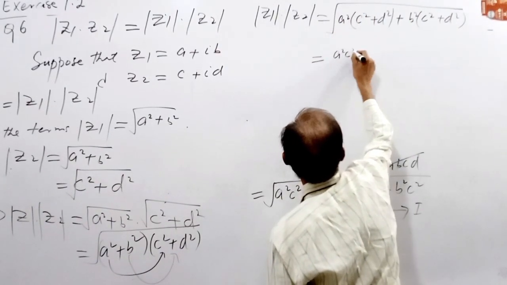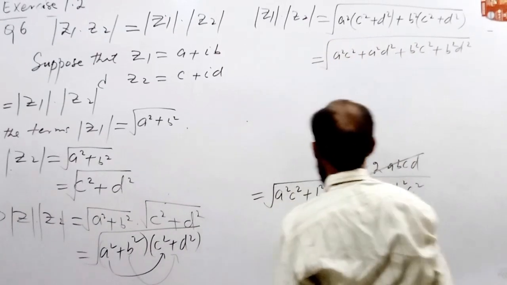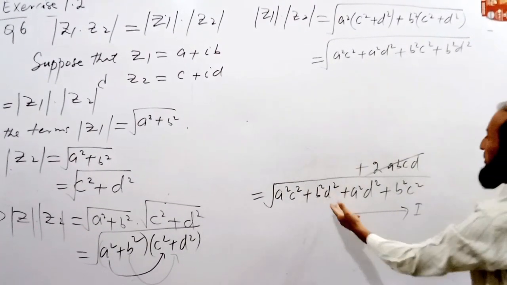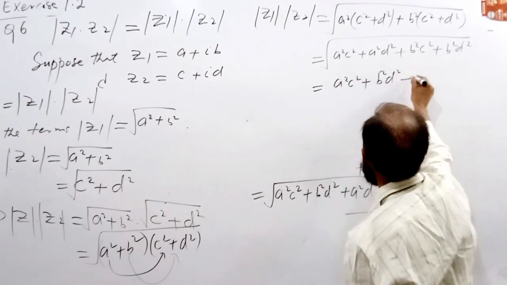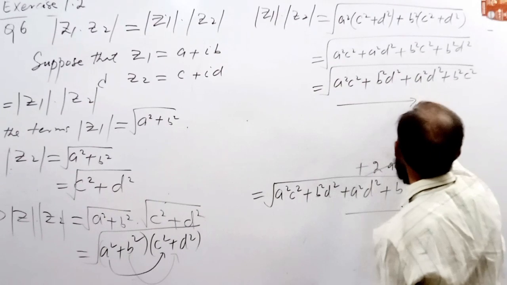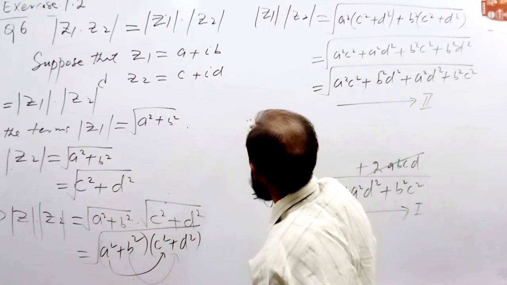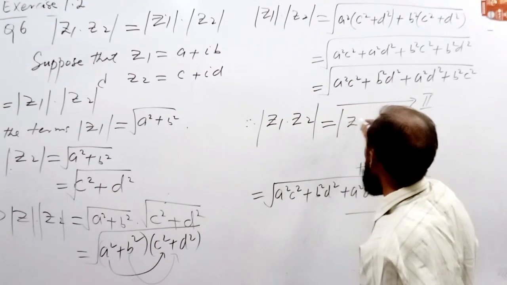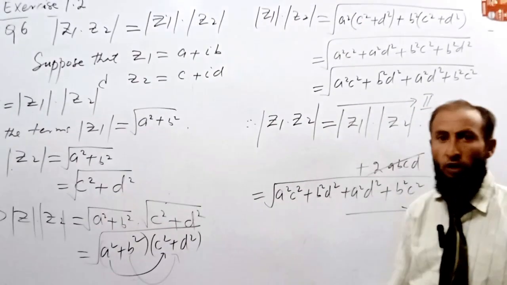Now multiply: a square c square, a square d square plus b square c square plus b square d square. Now look here, if we compare with the first result, a square c square is there, then b square d square is available. Arrange the terms accordingly: a square c square plus b square d square plus a square d square plus b square c square, under the square root. Now call this the second equation. Comparing equation first and second, we get the required result. Both results are equal. We can say that the absolute value of z1 z2 is equal to the absolute value of z1 into the absolute value of z2. Thank you very much for watching once again.